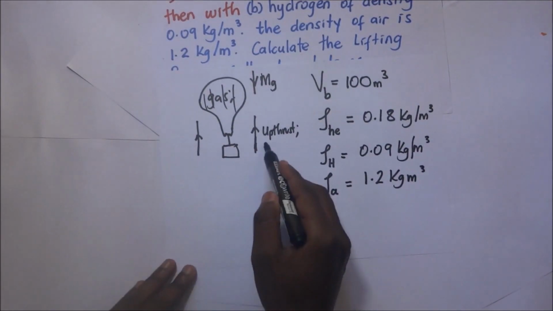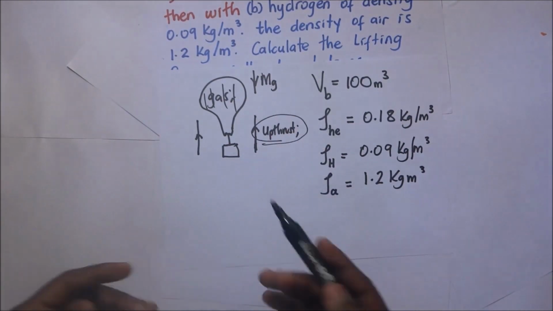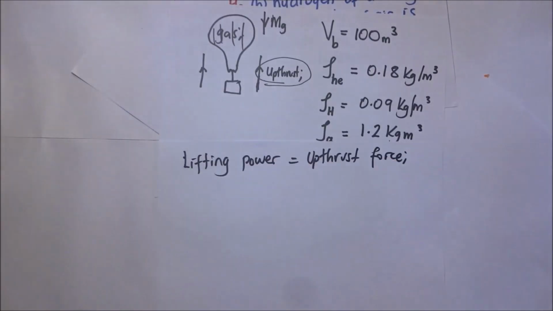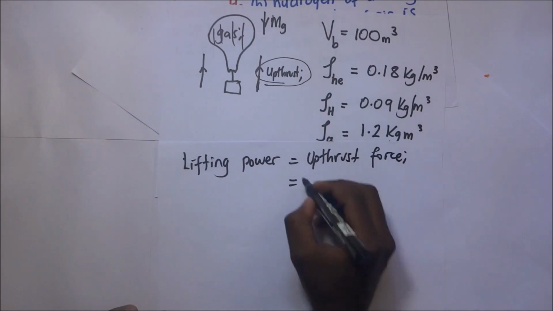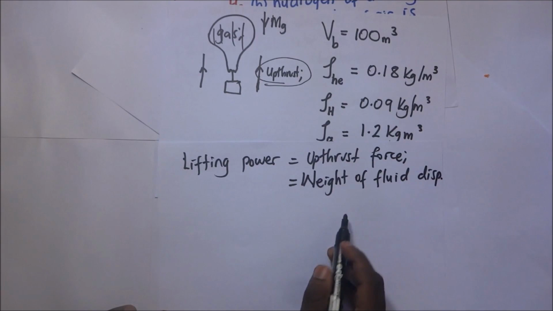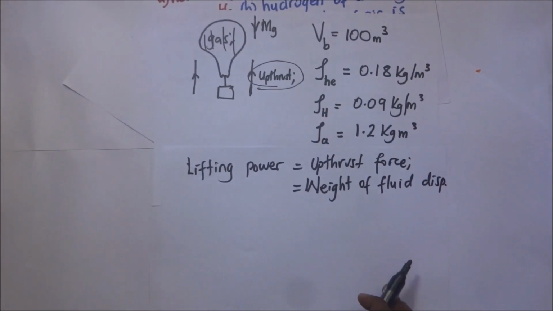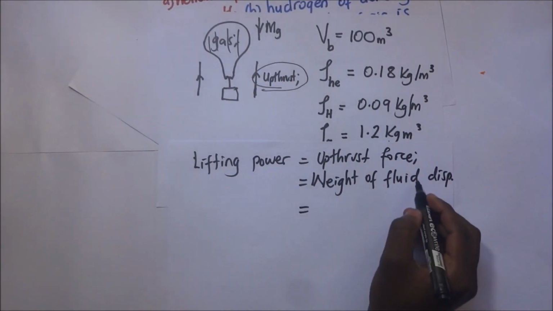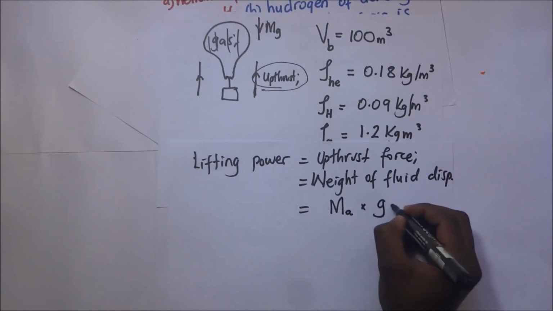Let's first find the upthrust, the force that is trying to push these things up. According to Archimedes' principle, the upthrust force is equivalent to the weight of fluid displaced. Now, the fluid displaced in this case is air. So we go ahead and find the weight of the fluid displaced. It's the air, so it's going to give us the mass of the air, multiplied by the gravity.